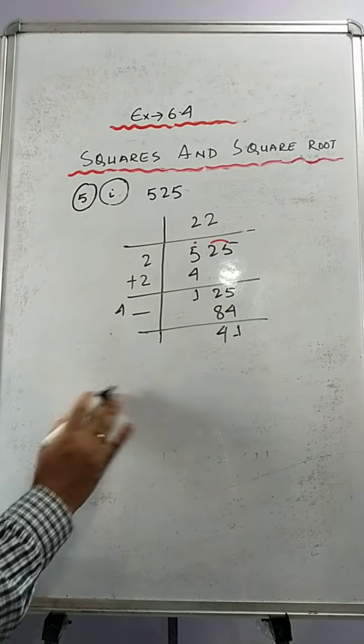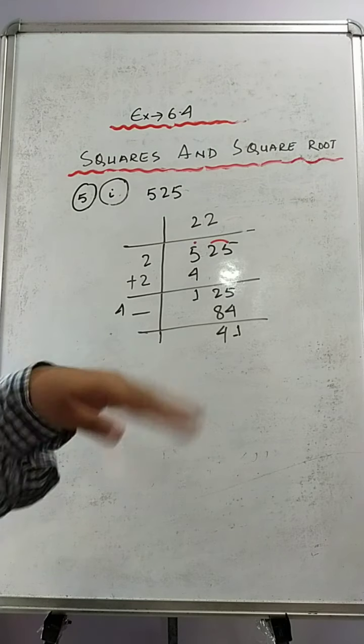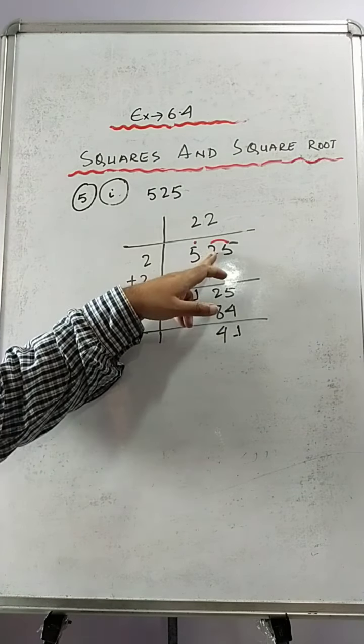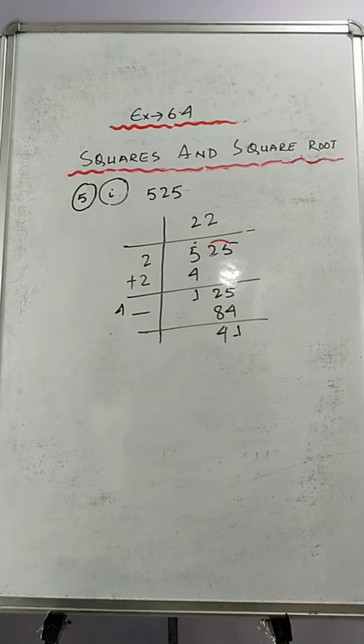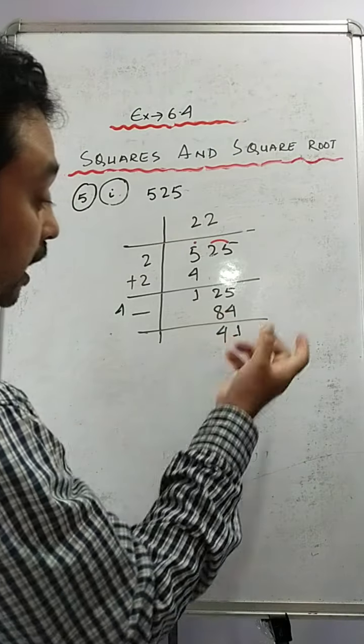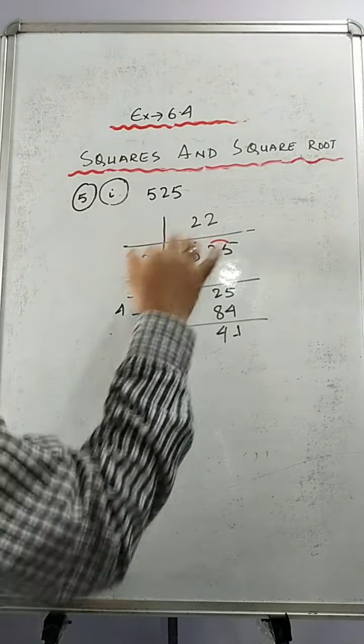Now the remainder is 41. In subtraction, what were we supposed to do? We were subtracting this remainder from the number to get a perfect square. But this time we have to add. So it doesn't mean that the remainder will be added to this. No. So we have to go with some observation.